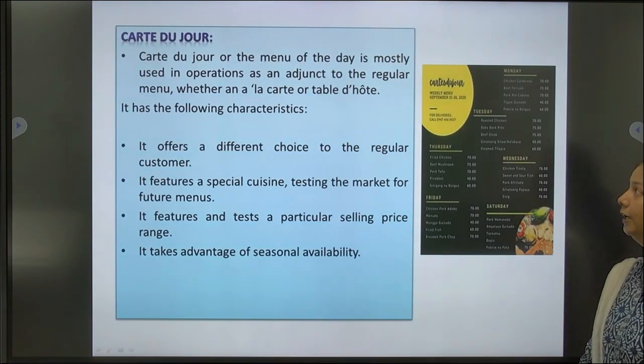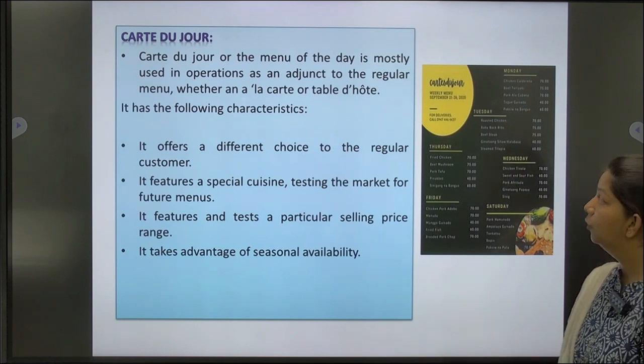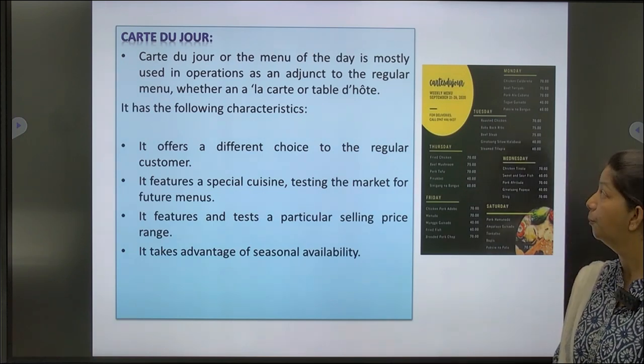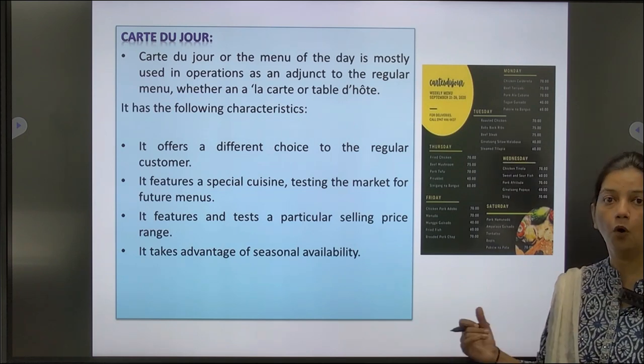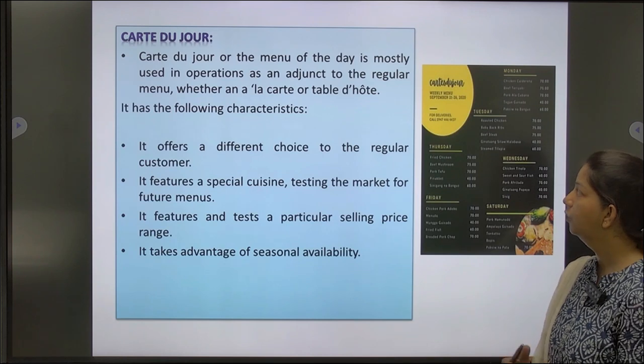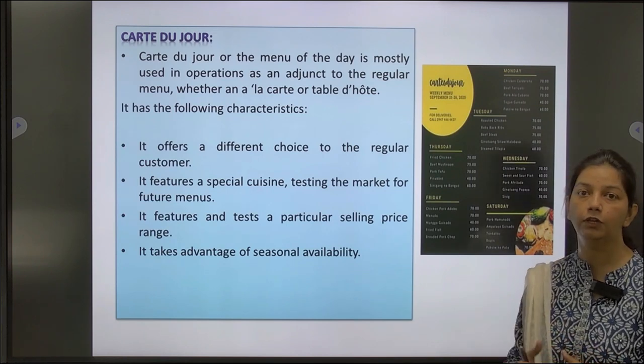Then carte du jour. Carte du jour is the menu of the day. It is mostly used in operations, whether they consider a la carte or the table d'hote. We can use any of these, but it should be the menu of the day.